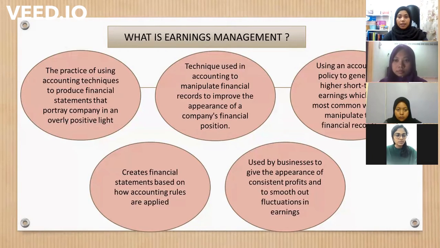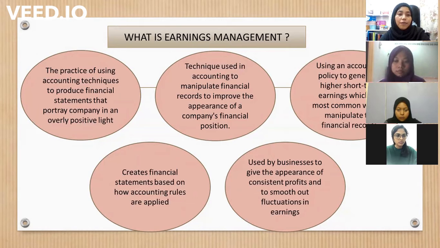So today we're gonna discuss question 3. Sub-question A is about the broad ways management detects earnings management. So what is earnings management?